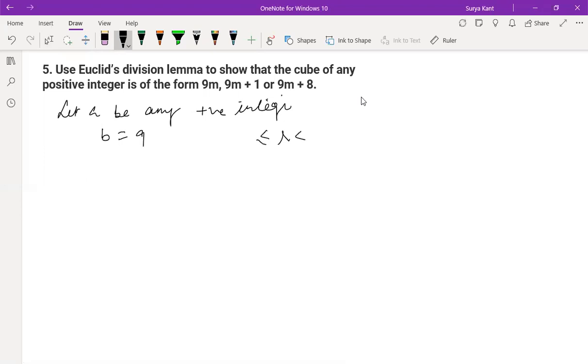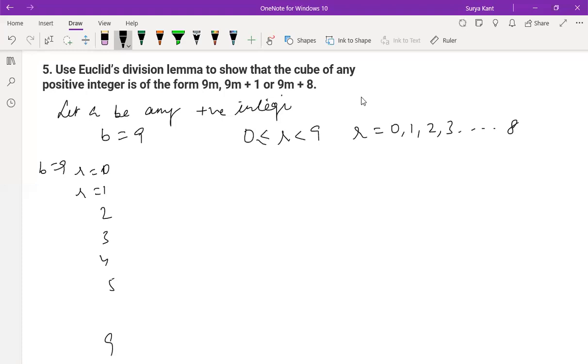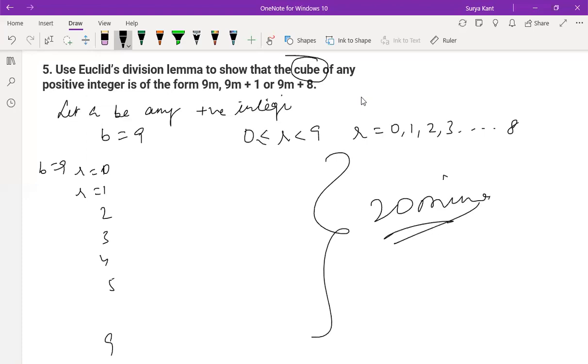If you write 9, it becomes complicated. If you write 9, you should write remainders from 0 to 9, then your r should be equal to 0, 1, 2, 3, 4, till 8. So b is equal to 9, r is equal to 0, then 1, then 2, 3, 4, 5. Keep on doing till 9, and you have to do the cube also. Remember, children, you have to do the cube. This will take around 20 to 25 minutes to do, so don't go for 9, okay? You can do this one also, it is 100% correct, no problem at all, but this will take a long time in the exam.